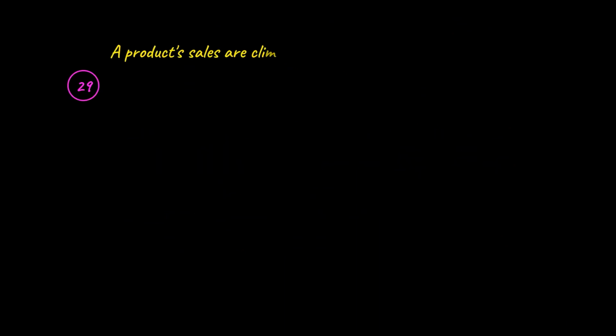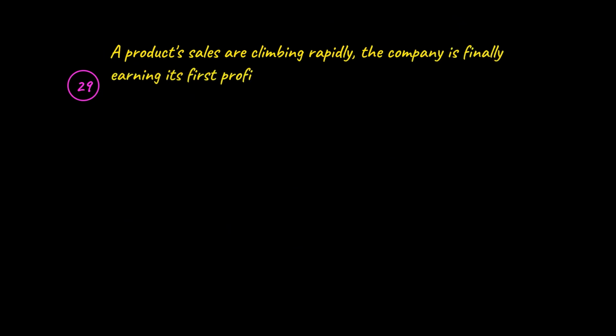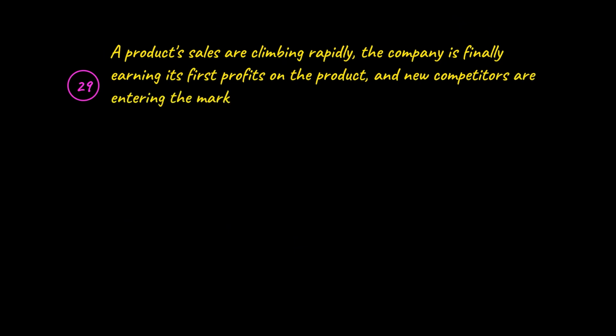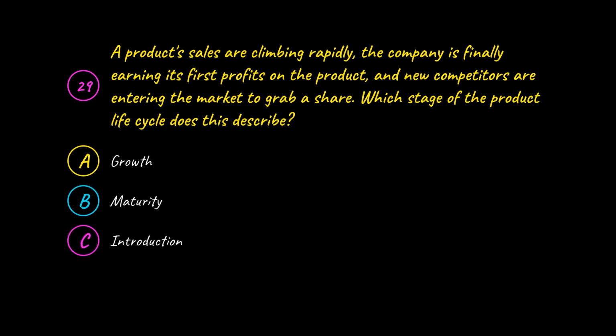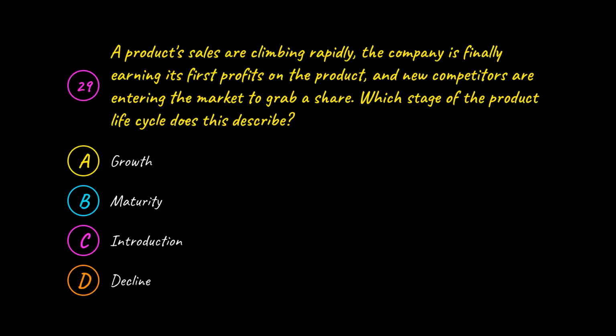Question 29. A product's sales are climbing rapidly. The company is finally earning its first profits on the product, and new competitors are entering the market to grab a share. Which stage of the product life cycle does this describe? Your options are A. Growth, B. Maturity, C. Introduction, D. Decline. Pick one. Trust your gut. Here's your chance to test yourself.